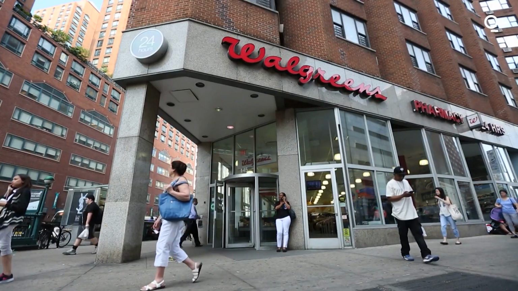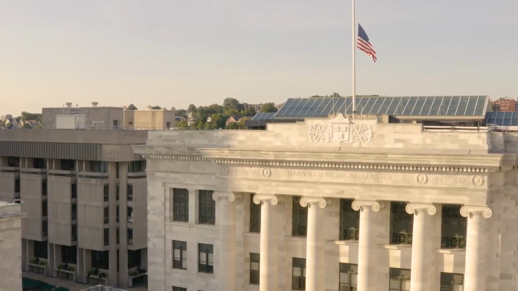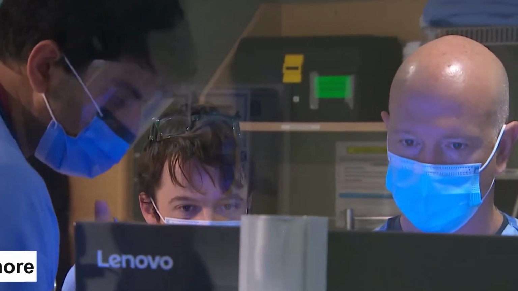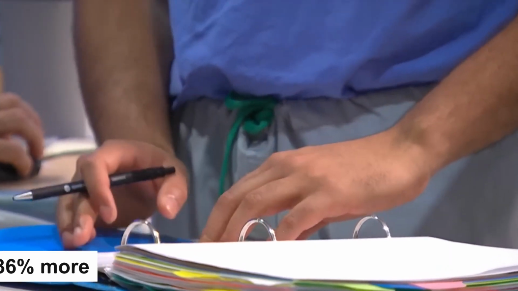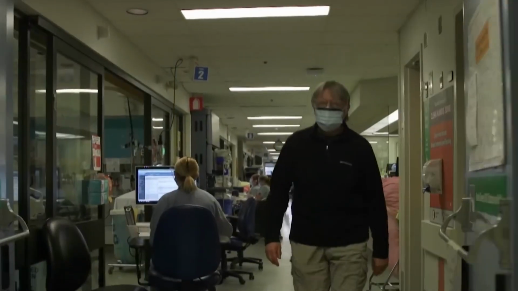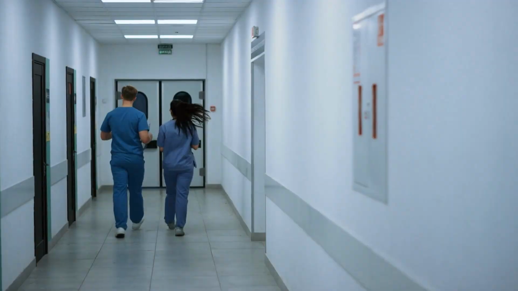This can have serious consequences for businesses and the economy as a whole. For example, a study by Harvard Medical School found that sleep-deprived medical residents made 36% more serious medical errors than those who were well-rested. These errors can result in increased healthcare costs, litigation, and loss of trust in the healthcare system. Furthermore, lack of sleep can also have a negative impact on innovation and creativity.